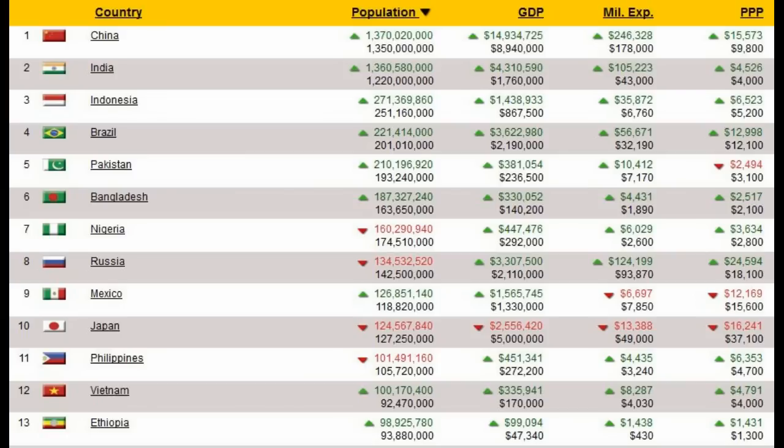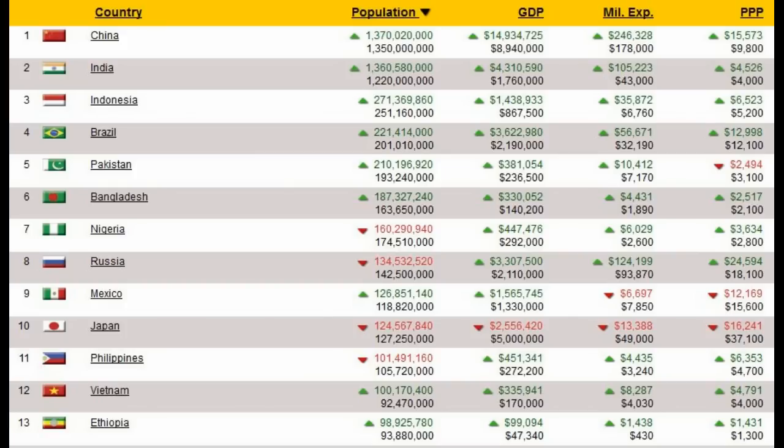So 1.37 billion people would be the 2025 forecast, and then 1.35 billion is the current population as of 2013. So you can check out all these countries based on their current population on the bottom and the projected population on the top. If you look at Nigeria, for example, it's in red because it goes down by 17 million people.